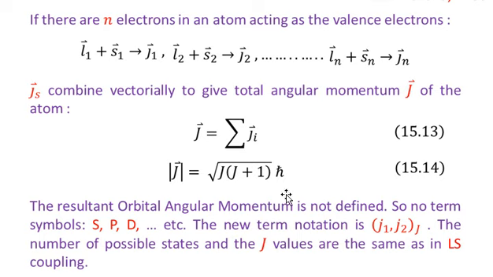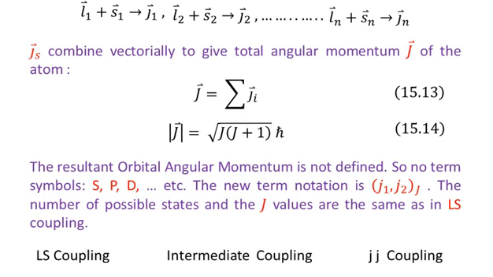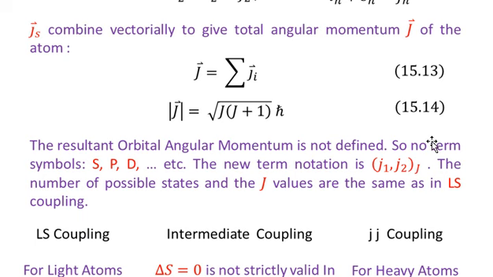Now you see that in the JJ coupling, the total value of capital L, that is the total value of the orbital angular momentum, is not defined. So the resulting orbital angular momentum is not defined in case of JJ coupling. So no term symbols, that is S symbol, P symbol, D symbol, and so on, will be used, because these symbols are associated with the value of capital L, that is the orbital angular momentum or the orbital quantum number. Since we have no orbital angular momentum and no orbital quantum numbers, there is no question of the term symbols S, P, D, and so on.